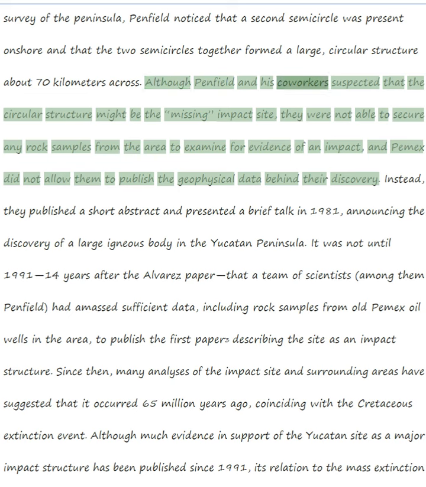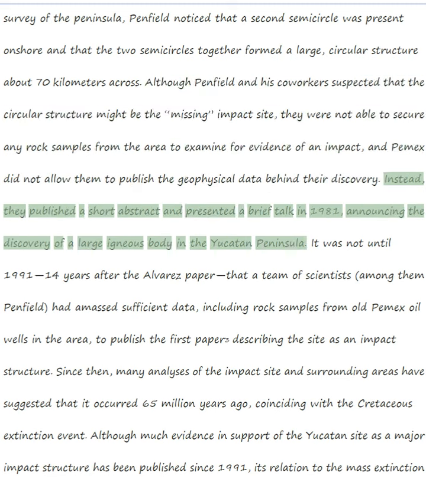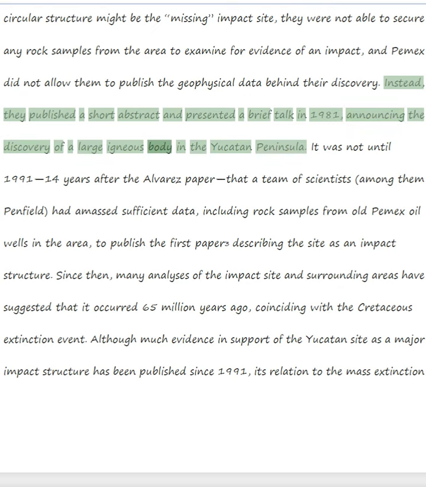Although Penfield and his co-workers suspected that the circular structure might be the missing impact site, they were not able to secure any rock samples from the area to examine for evidence of an impact, and Pemex did not allow them to publish the geophysical data behind their discovery. Instead, they published a short abstract and presented a brief talk in 1981, announcing the discovery of a large igneous body in the Yucatan Peninsula.